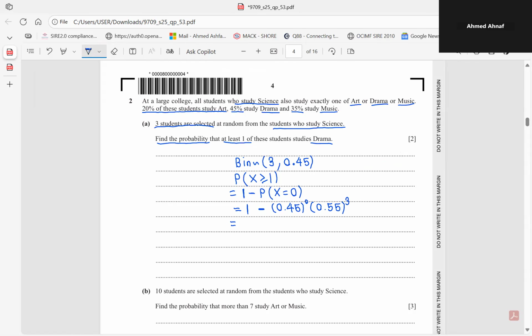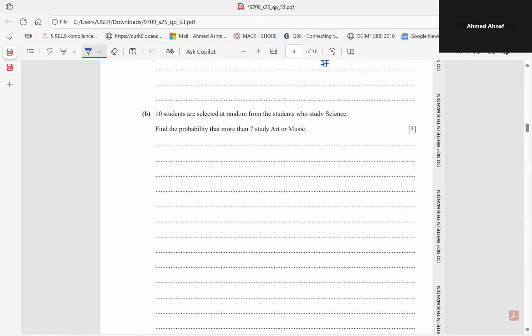So type it into your calculator. You would get 6669 over 8,000. Or if you don't want to leave it in this form, you can also just leave it to 3SF. So this is our final answer for this part. Let's head on to the next part.